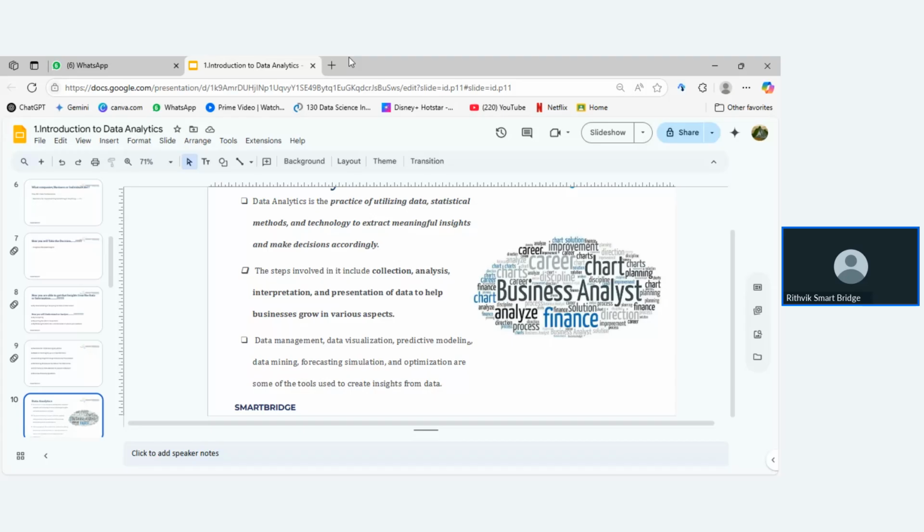That's what data mining is: you are going to get data from web pages. Forecasting, simulation, and optimization are some of the tools we are going to use to create insights from the data. Forecasting means data forecasting.